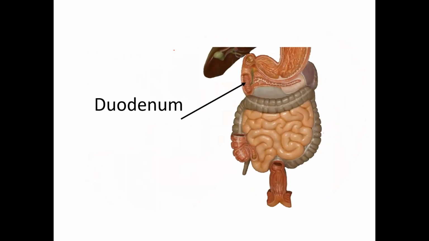Let's check out some more stuff here. So the stomach empties into the small intestine. And the small intestine is made up of 3 sections. The first section is called the duodenum. Some people pronounce it the duodenum. Okay, but that's the first part. So the stomach will empty the food into the duodenum. And that's the first part of the small intestine.